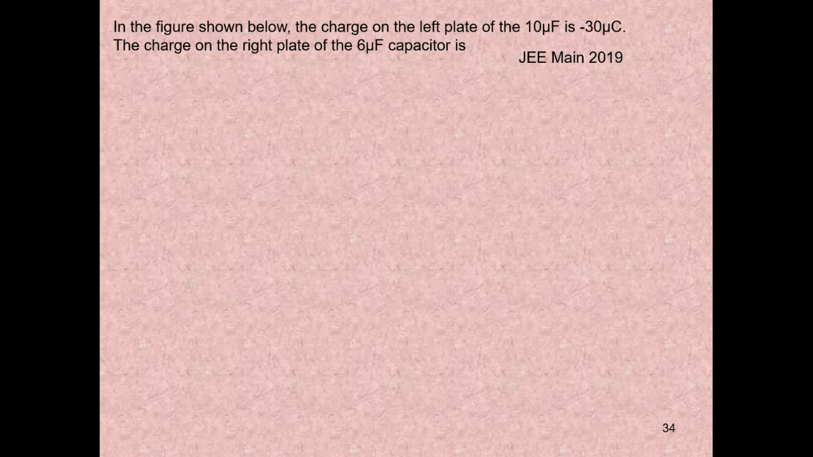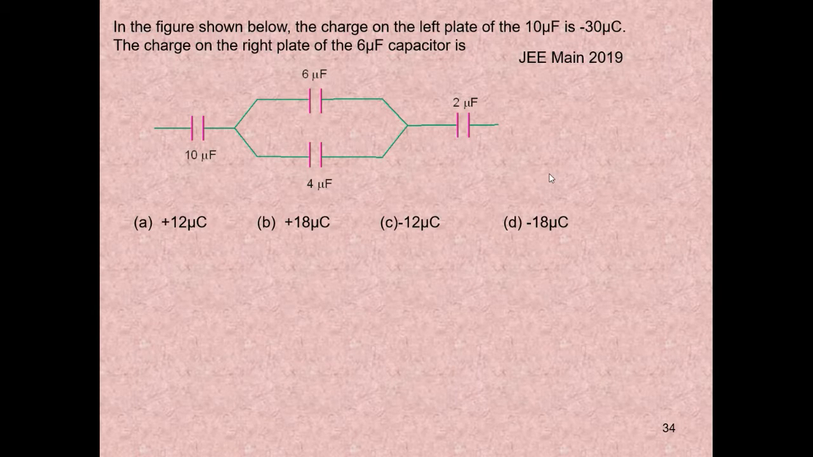In the figure shown below, the charge on the left plate of the 10 microfarad capacitor is minus 30 microcoulomb. The charge on the right plate of the 6 microfarad capacitor is... Several choices are given. So this is the circuit given. Charge on the left plate of the 10 microfarad is minus 30 microcoulomb. You are asked to find the charge on the right plate of the 6 microfarad capacitor.